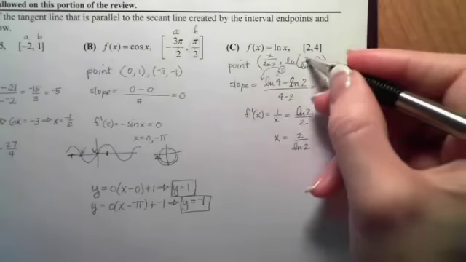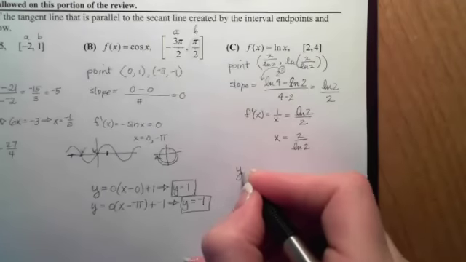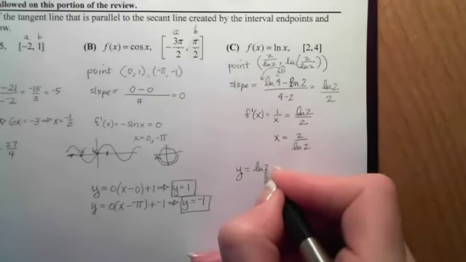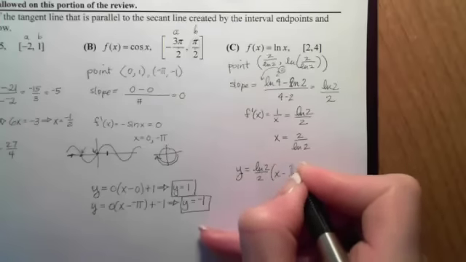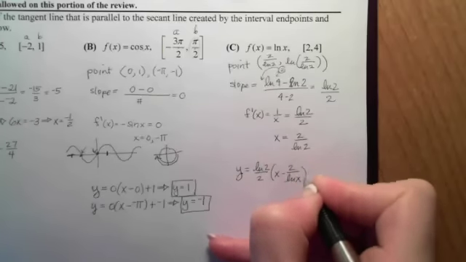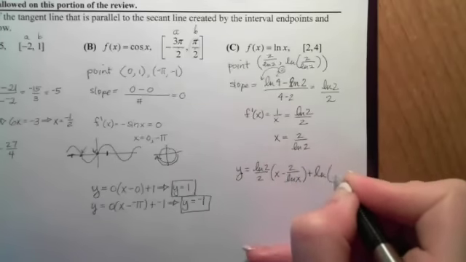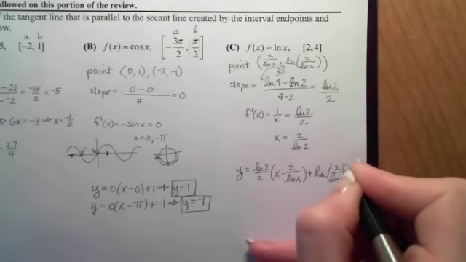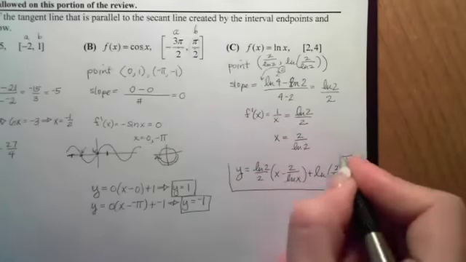So now that I've got my point and I've got my slope, I can write my messy equation of the line, which is the slope times x minus the x-coordinate plus the y-coordinate. And I think I just left it like that. I didn't simplify beyond it.